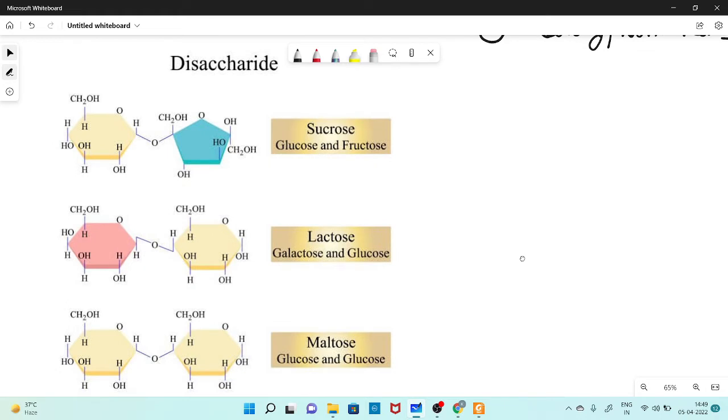So let's discuss lactose first. In the case of lactose, two sugar molecules will join together. And what are these sugar molecules? Number one is galactose and the second one is the glucose molecule, right? So the first answer here is that lactose is composed of galactose and glucose. This is the first point, two sugar moieties.